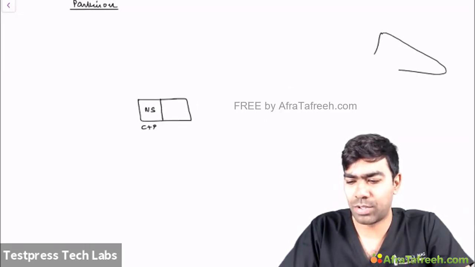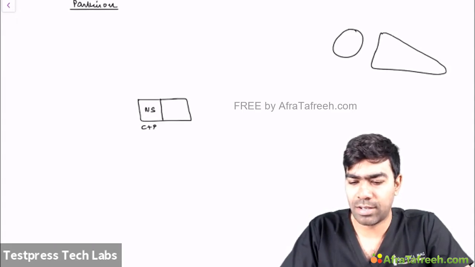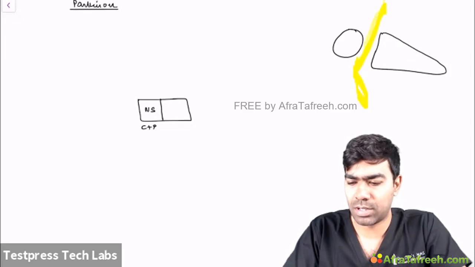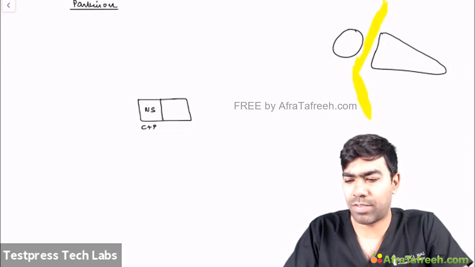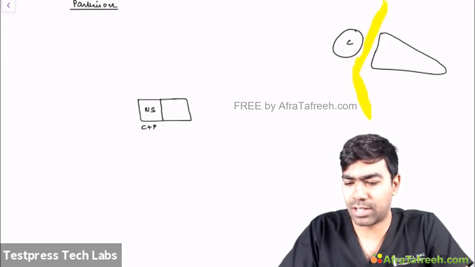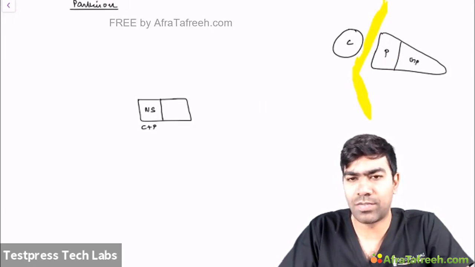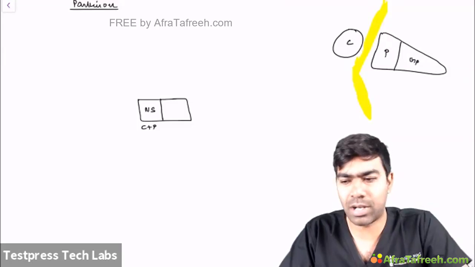Remember, if you take the original anatomy of the basal ganglia, you will be seeing something like this, where in between you have these internal capsule fibers. You would have studied this is caudate and this is putamen, and this is the globus pallidus, which is further divided into globus pallidus internum and globus pallidus externum.